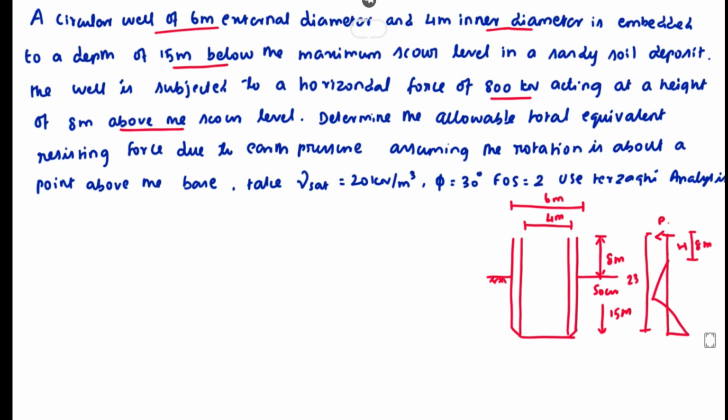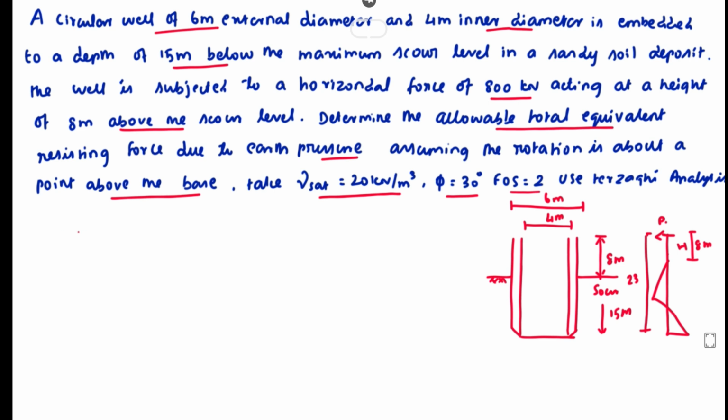Here is P. Now we have to determine the allowable total equivalent resisting force due to earth pressure, assuming the rotation is about a point above the base. The unit weight is given: gamma saturation is 20 kilonewton per meter cube, the angle of internal friction phi is 30 degree, and the factor of safety is 2. We have to use the Terzaghi analysis.